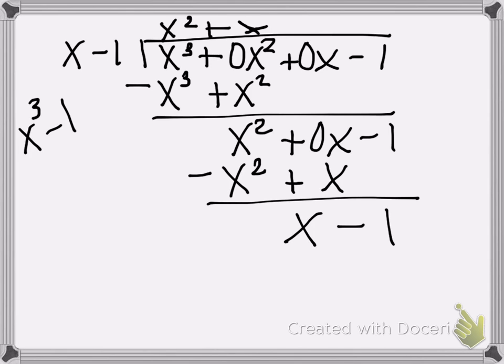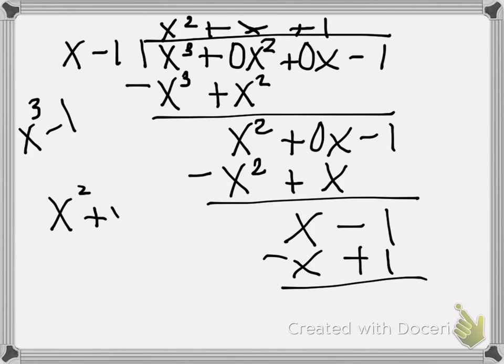How many times does x go into x? Well, that's positive 1 time. And then we distribute. 1 times x is x. 1 times -1 is -1, and we're going to change the signs, and we have no remainder, so that's our answer, x squared plus x plus 1.